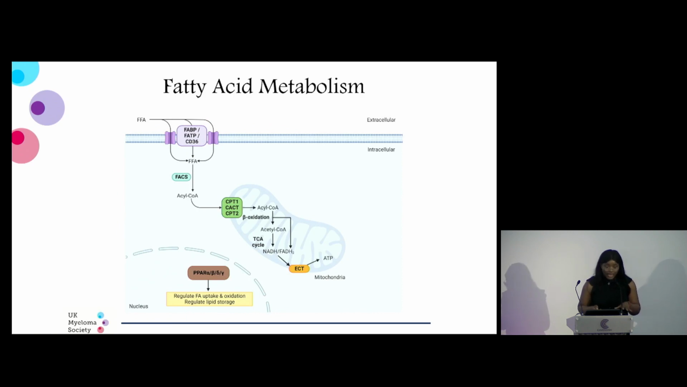If we were to just zoom in a little bit on fatty acid metabolism, I would like to point out one of the key proteins involved in this process, which is CD36. So CD36 is a transmembrane protein, and it essentially allows fatty acids to be transported into a cell where the fatty acid can then undergo beta oxidation to generate energy in the form of ATP.